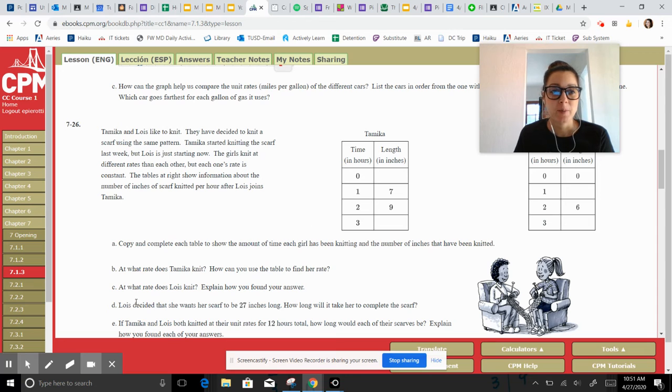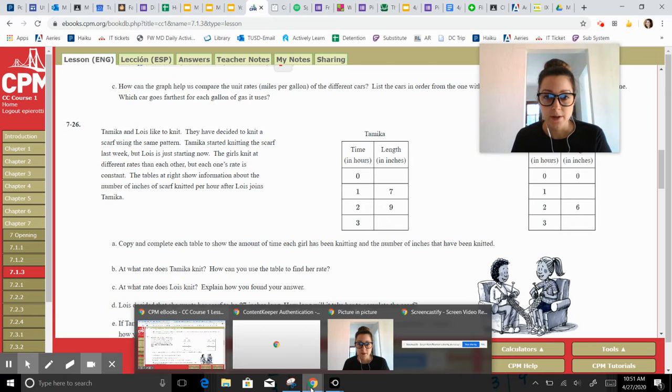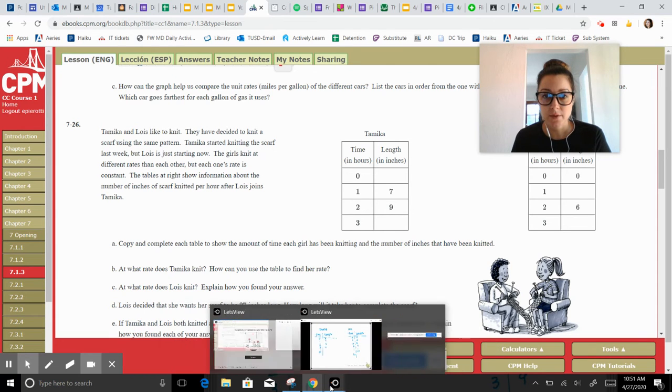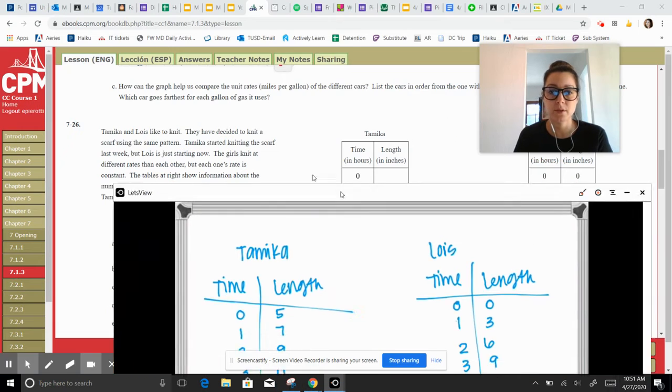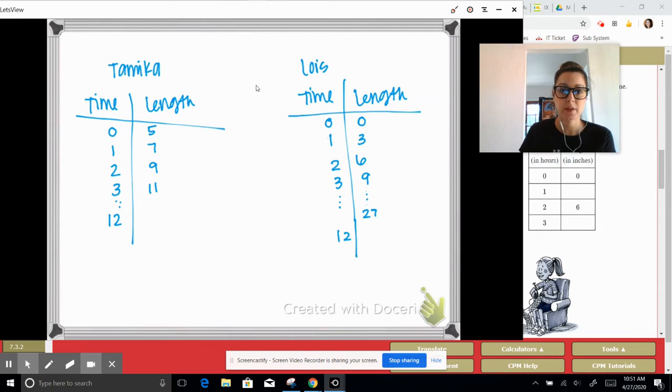So for part D, it asked how long it would take Lois to complete this scarf if she wanted her scarf to be 27 inches long. So I recreated the table. So we're looking at this now, and we want to know this answer right here. If she wanted her length to be 27 inches, how long would it take her?